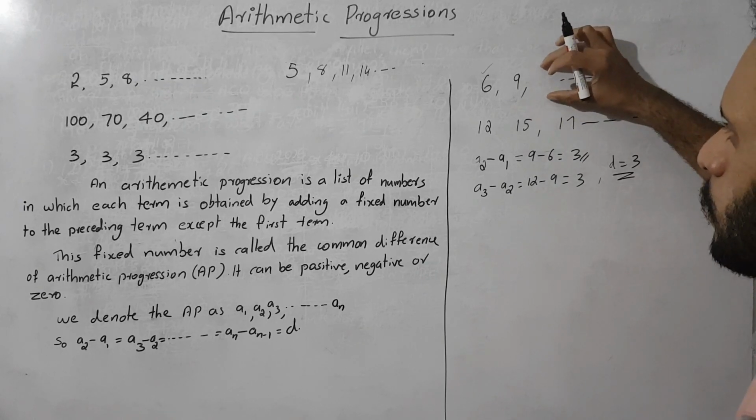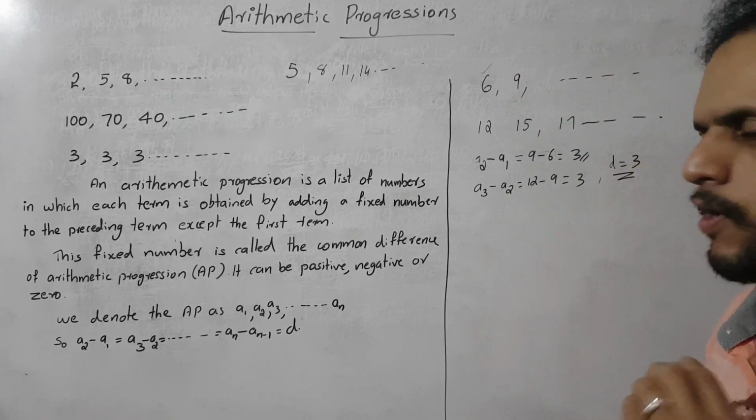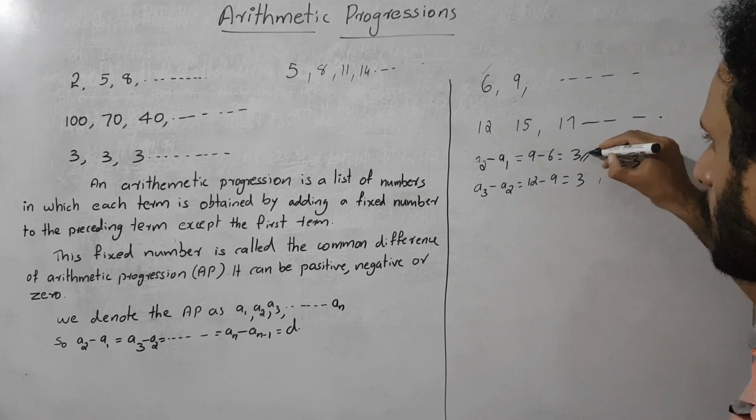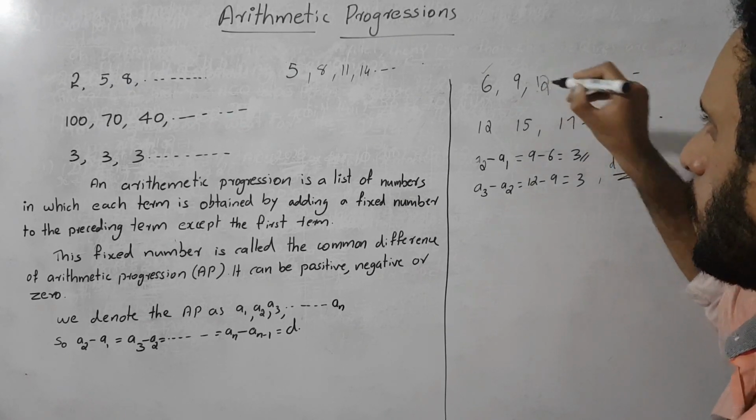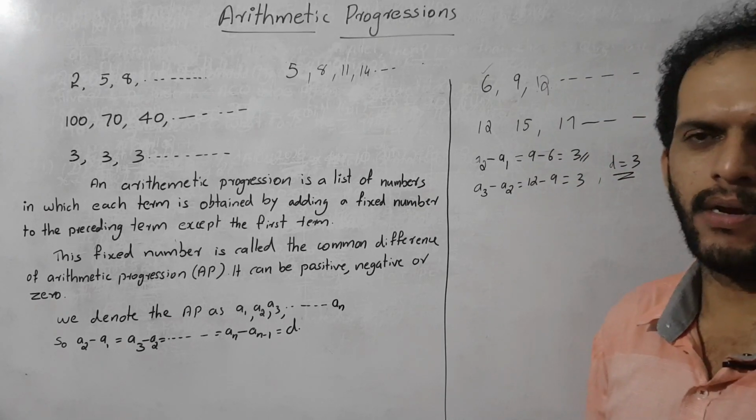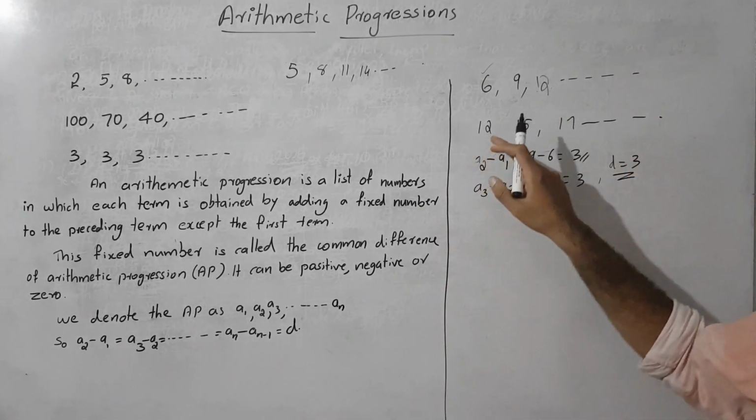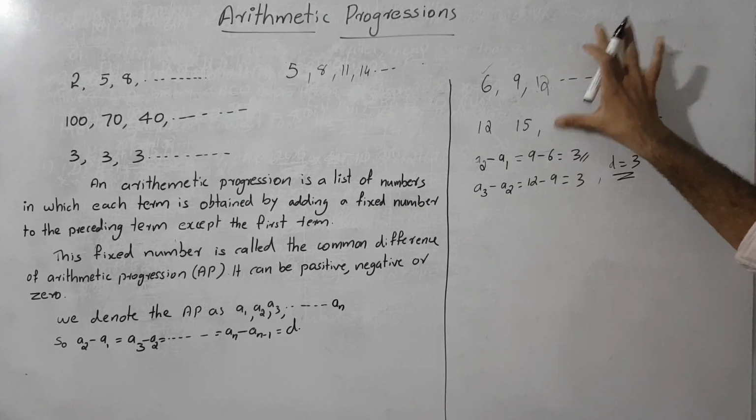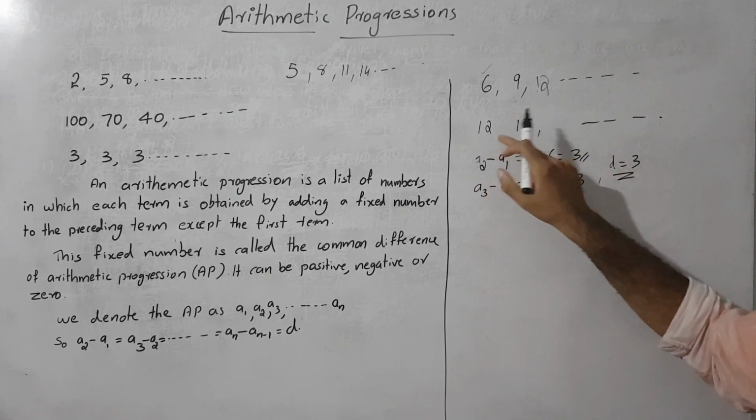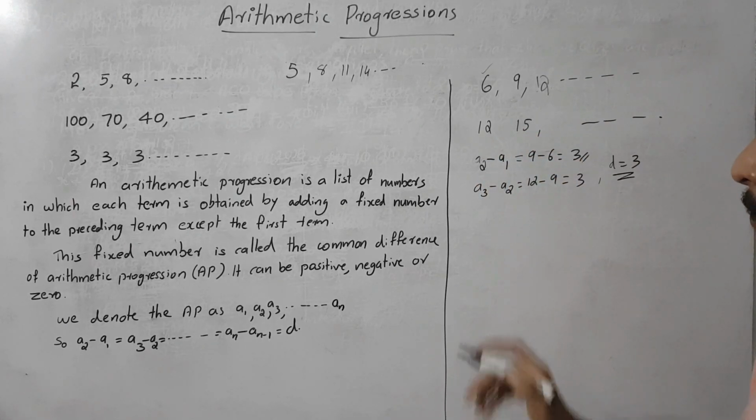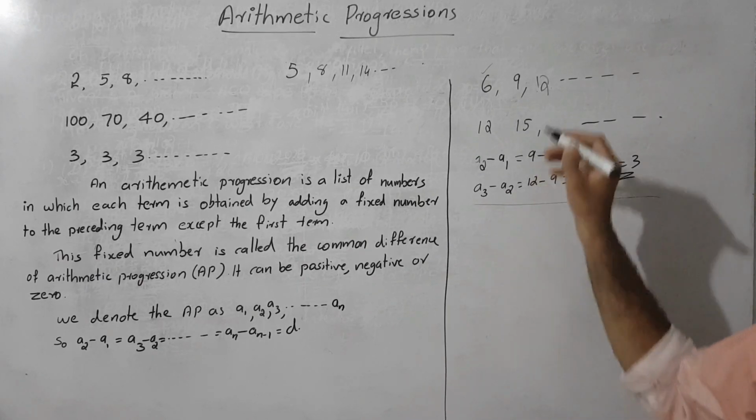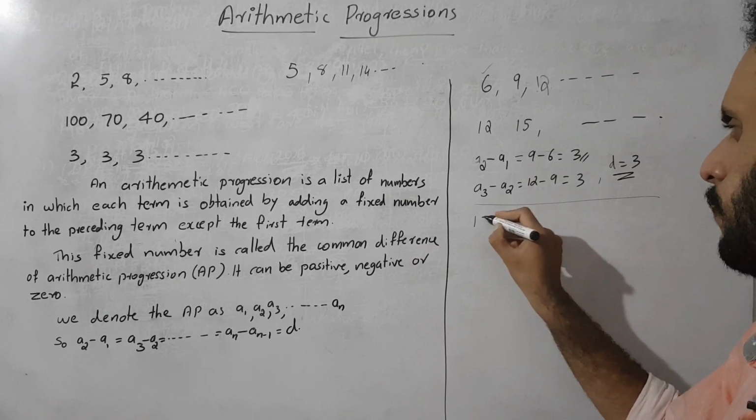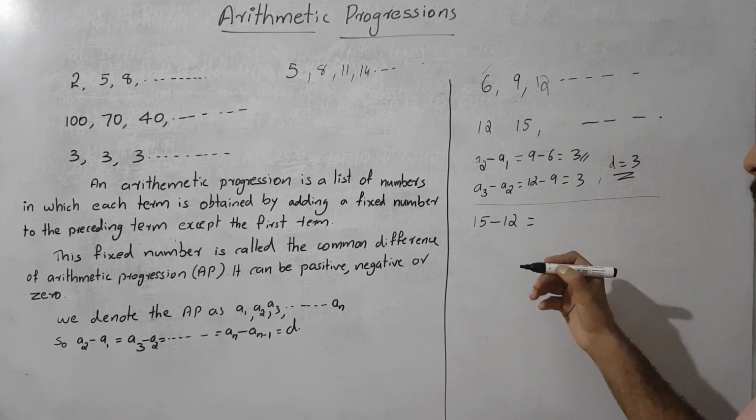The difference between the third term and the second term, and the first difference too, we can only say whether it is an AP if we get them. Otherwise we can't say. Okay, then here first we check this one: 12 and 15. We need to check if it is an arithmetic sequence or not. Then how do we check? 15 minus 12. What is 15 minus 12?